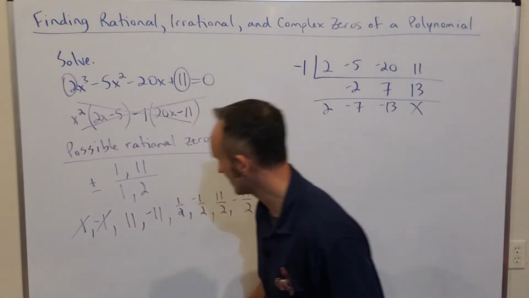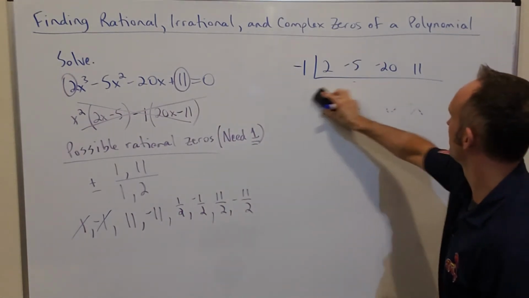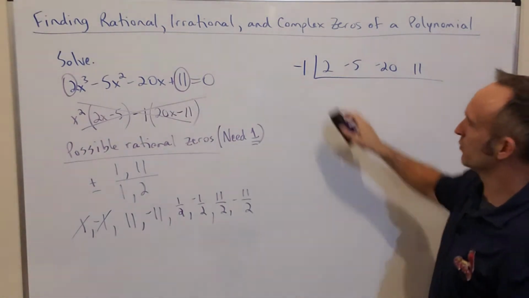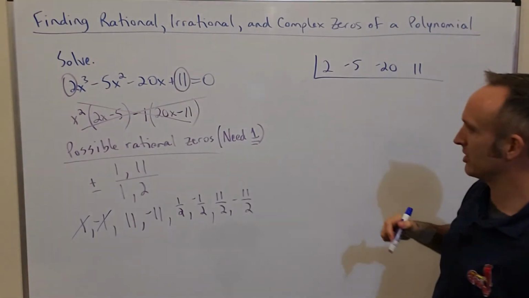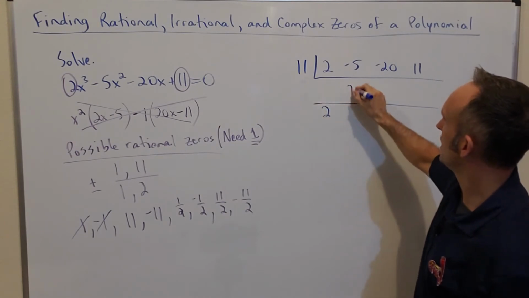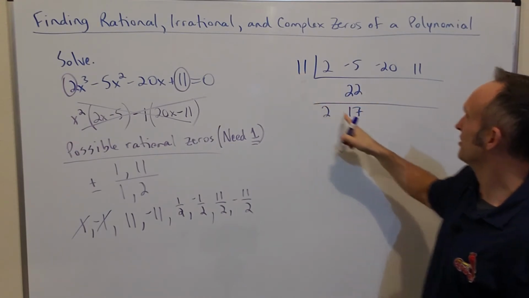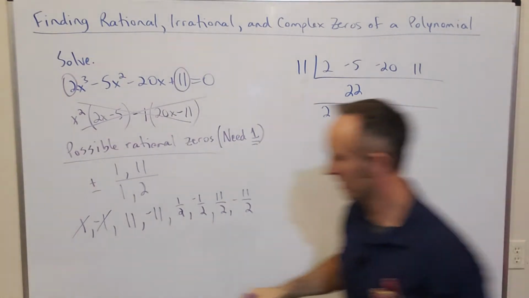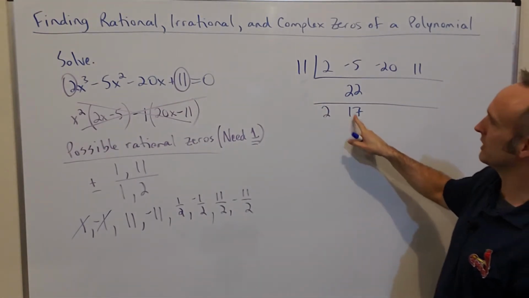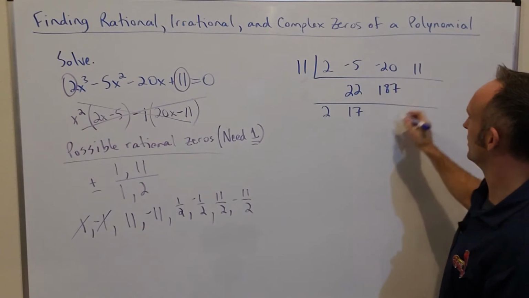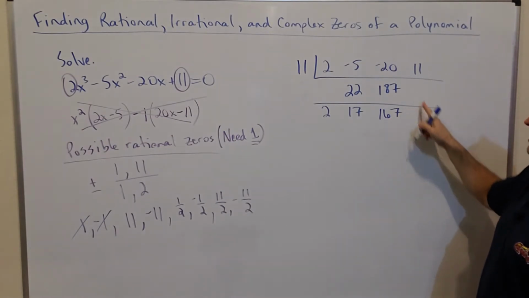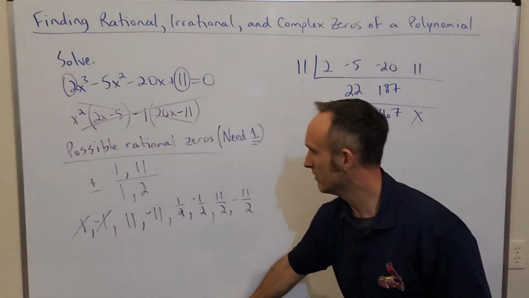I can cross it off my list. That's not going to be a rational 0 that works for us. On your paper, I probably wouldn't erase. I'd probably keep writing just so you have a record of what you've tried, but I don't have a lot of real estate here to work with. Let's try 11. Drop my 2, multiply, get 17. 11 times 17, oh boy, let me get my calculator here. Well, 10 times 17 is 170, so I need one more 17, which is 187. Okay, never mind. Add those together, you get 167. And then you can see 11 times 167 is not going to give you a remainder of 0. Okay? So 11 doesn't work either.